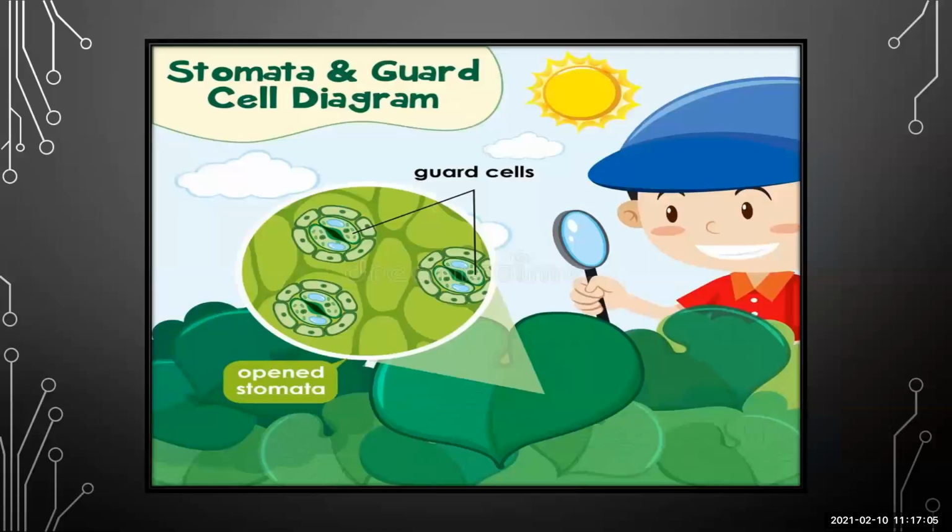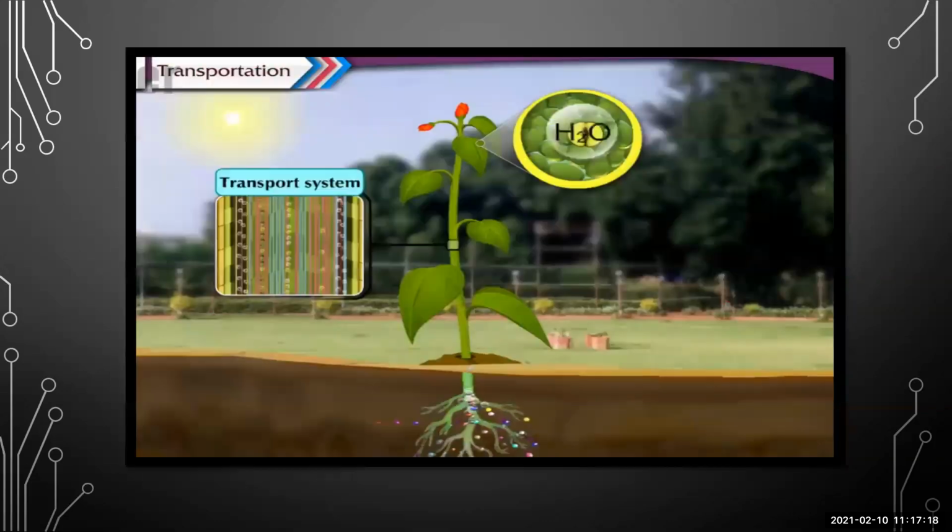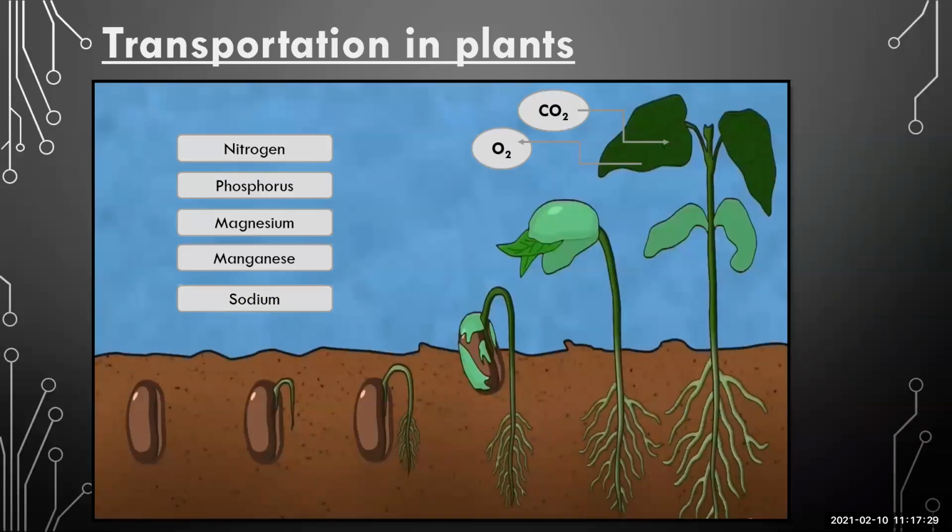The gaseous exchange in plants is carried out by the guard cells, which are present around the stomatal cells. Here also, there is transportation of food material. There are two types of conducting tissue, that is xylem and phloem. The xylem will conduct water and minerals, and phloem will conduct the food material.